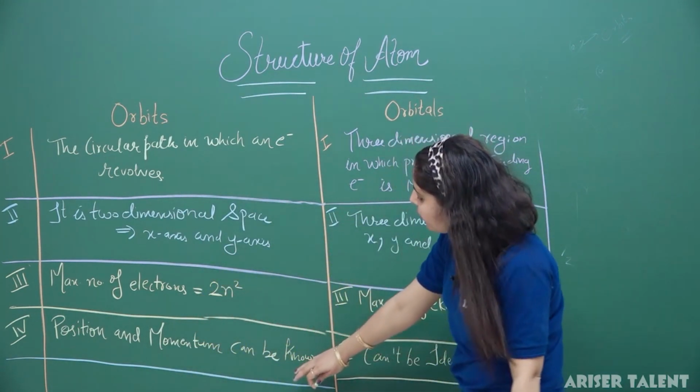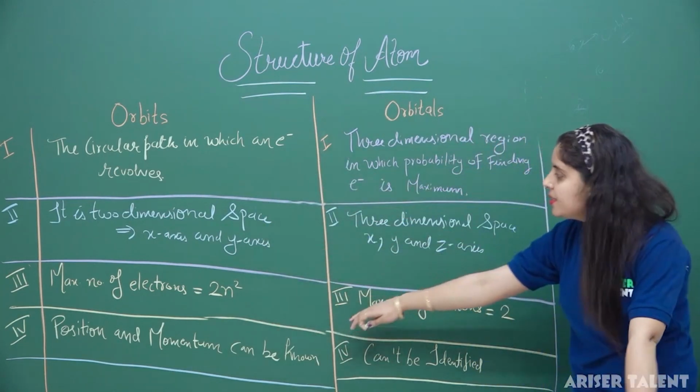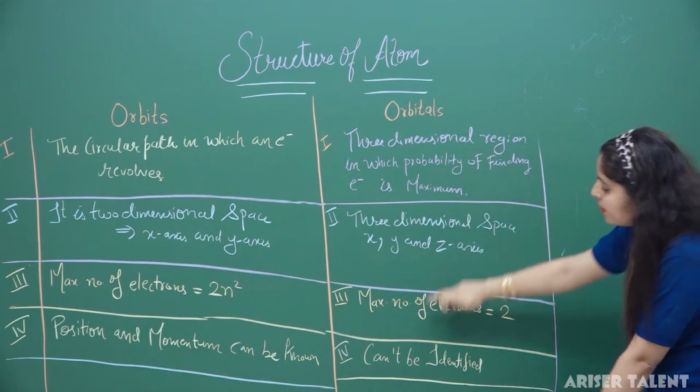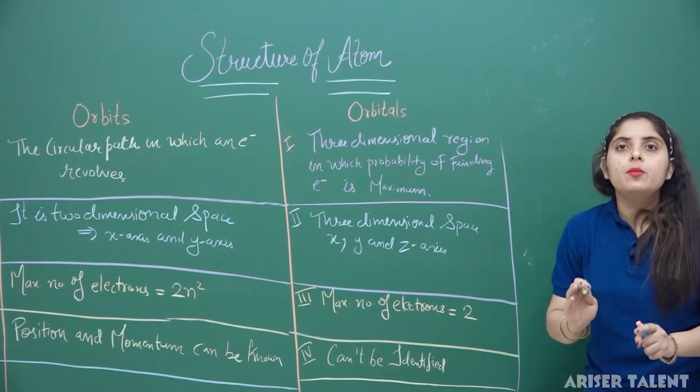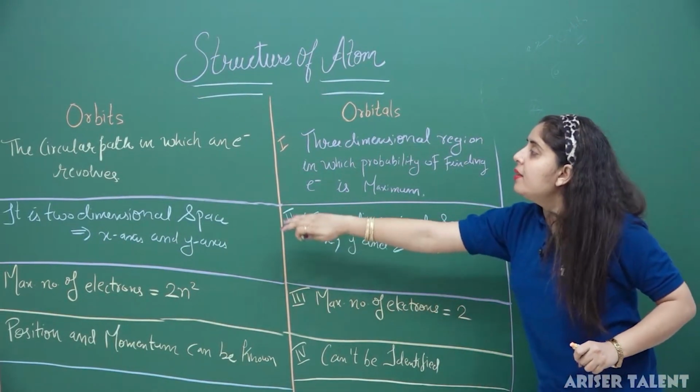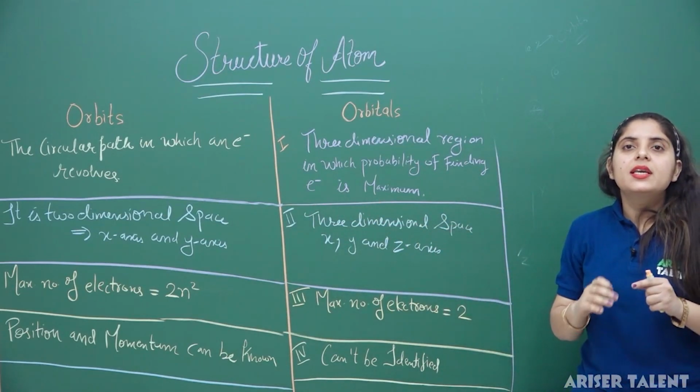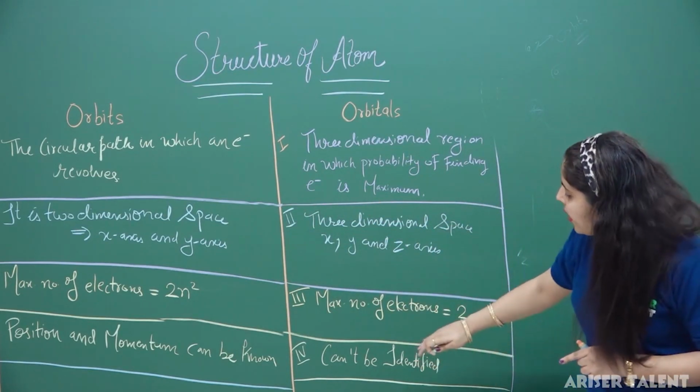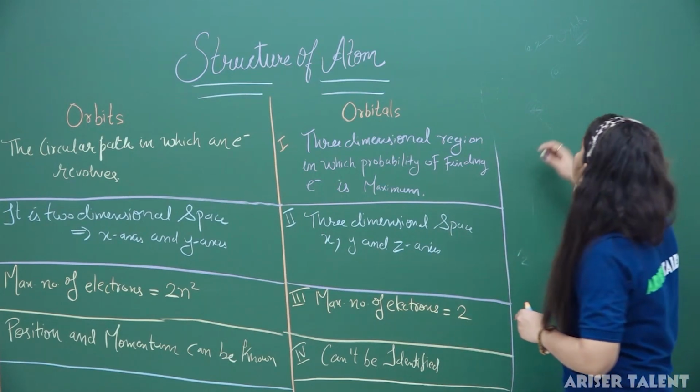Position and momentum of the electron can be known in case of orbits, but if I talk about orbitals, we cannot identify the position and momentum of the electron with certainty. So the orbit is against Heisenberg's uncertainty principle, and the orbital is in favor of the uncertainty principle.